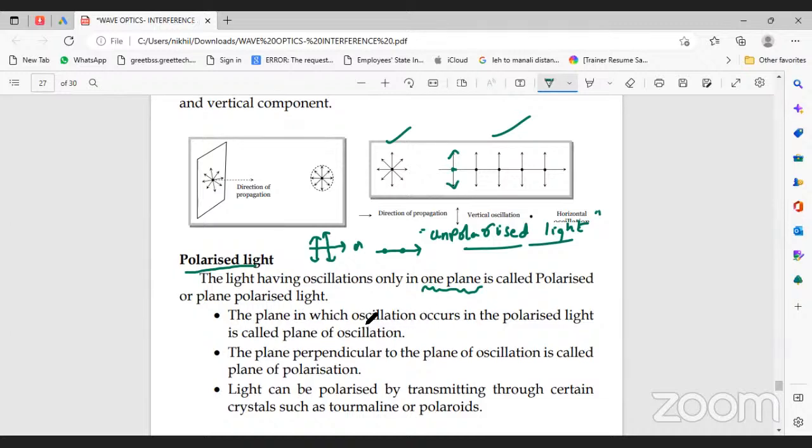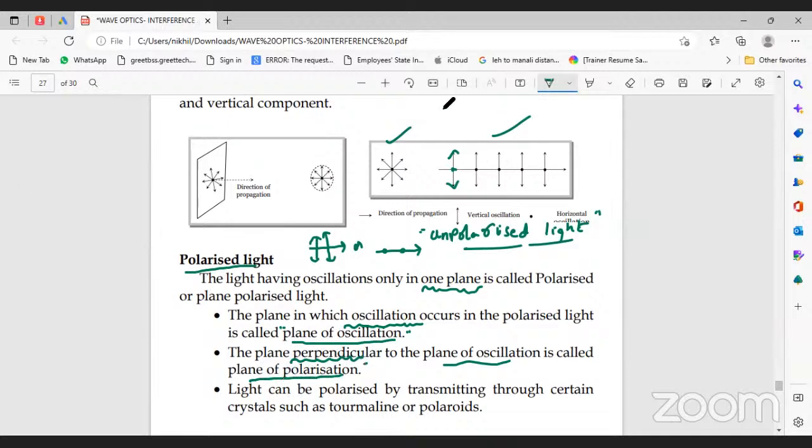The plane in which the light particles oscillate is what we call the plane of oscillation. So what is the plane of oscillation? It is the plane where the light particles can oscillate. A plane perpendicular to the plane of oscillation is called the plane of polarization.